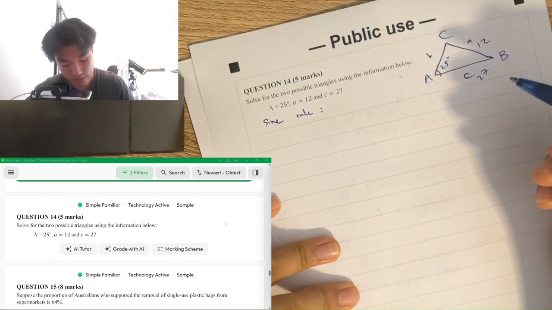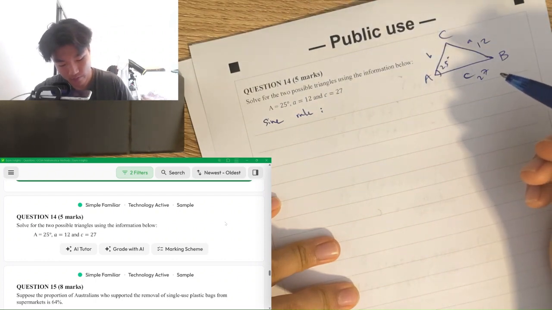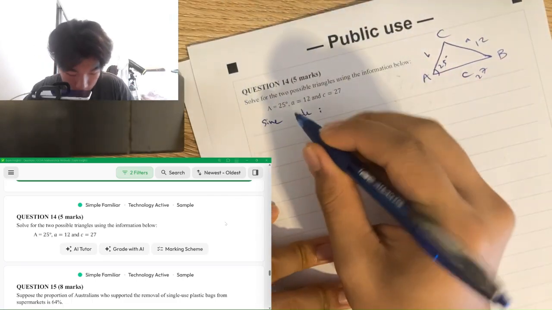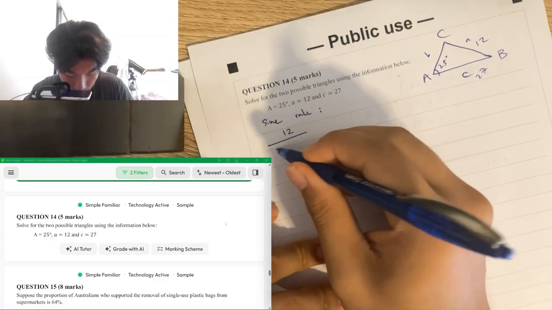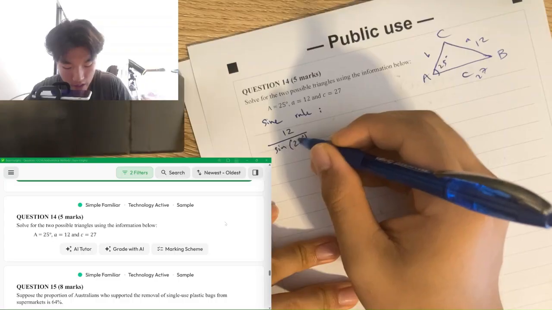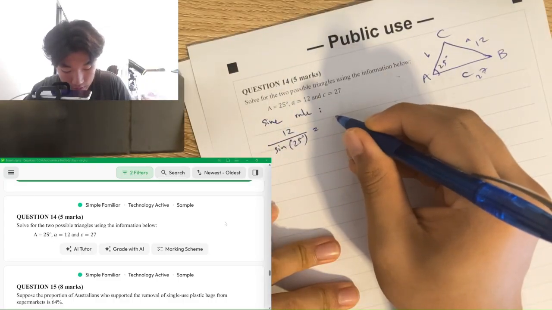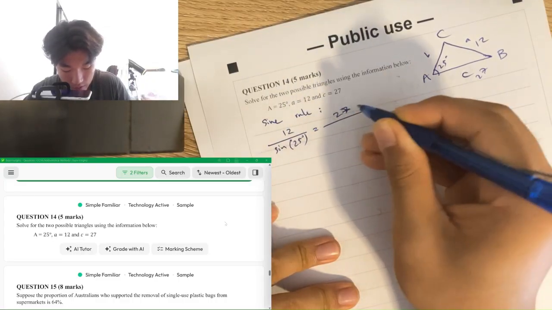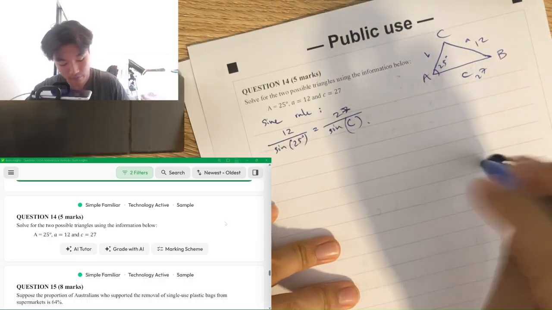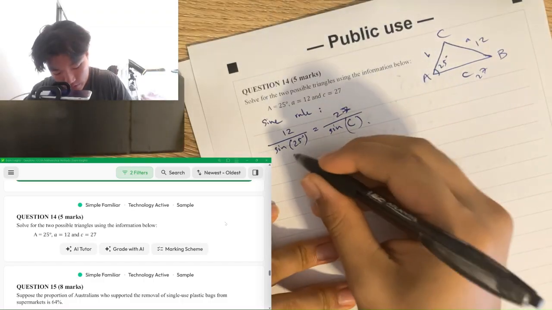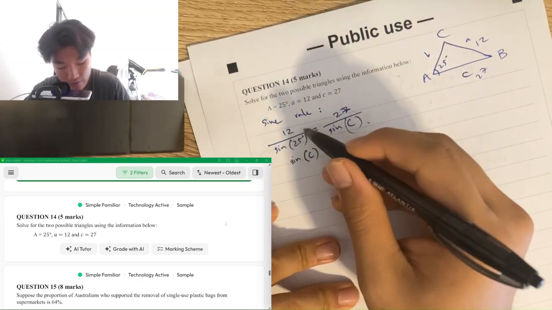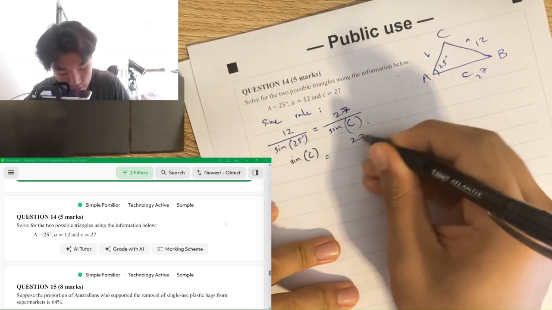I don't know how to actually. I've actually never had to do that. Sine rule. We'll just use the sine rule. So it's 12 over sine of 25. So A over sine of A, and then C, which is the length of the side, over sine of C, which is the angle. Rearrange. So these swap. The entire fraction swaps with the denominator.